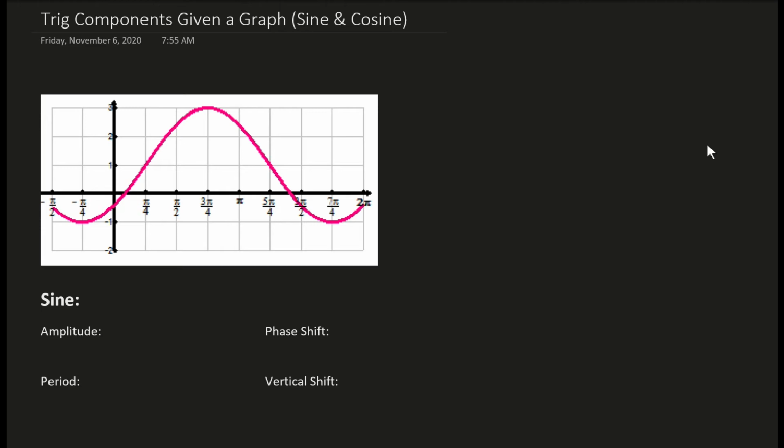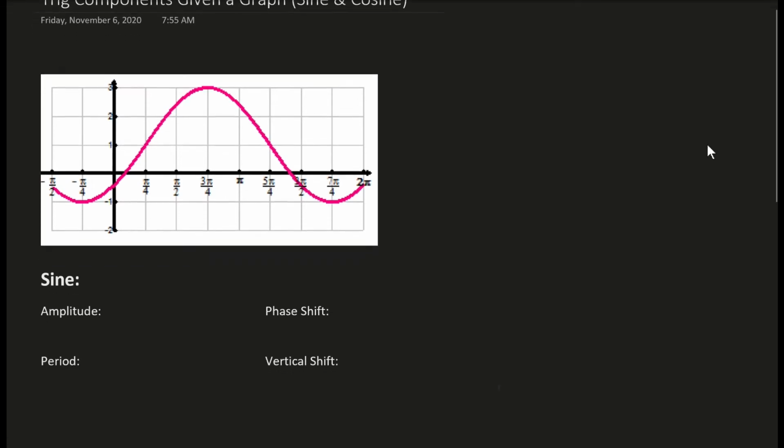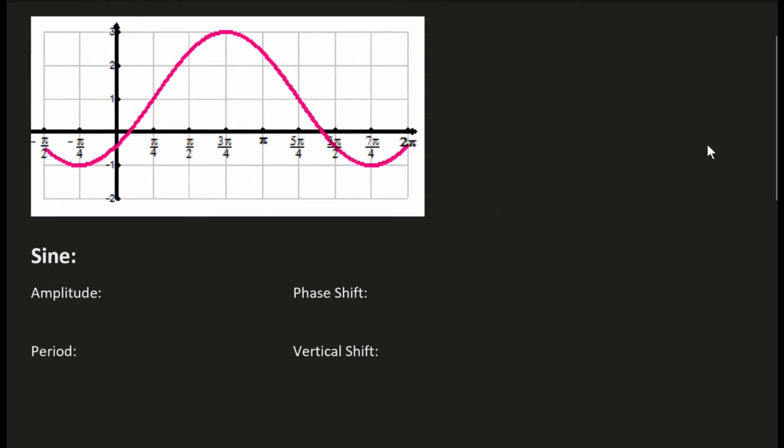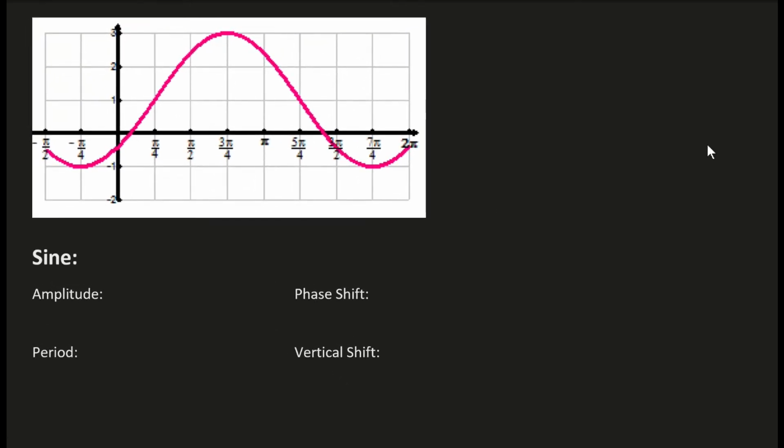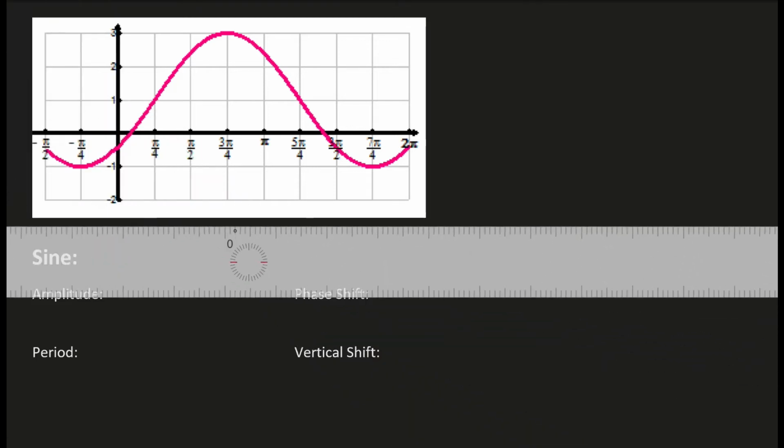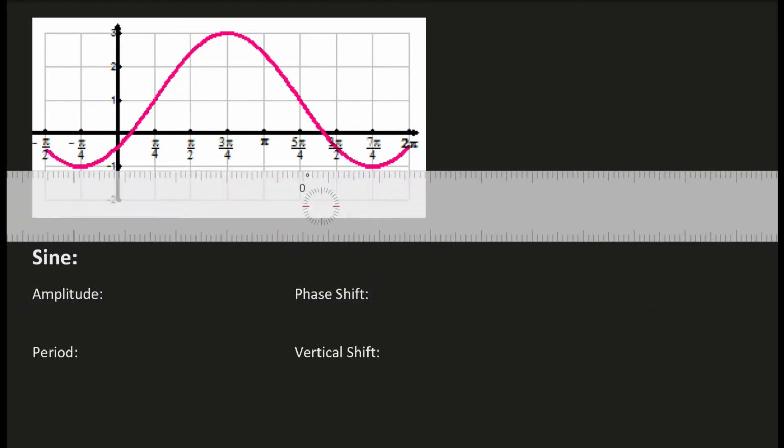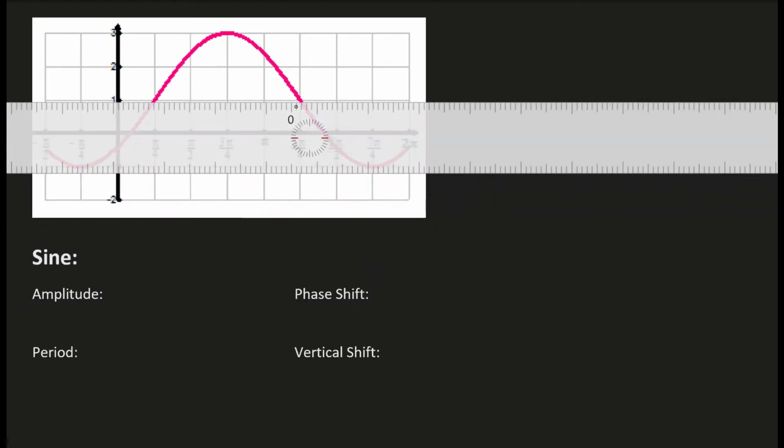In this video, we're going to identify the trig components of a graph, assuming it's a sine or a cosine function. So to begin with, we're going to assume that this is a sine graph. One of the first things we like to do is to identify the midline. The midline is going to be the line that cuts this graph in half. So I'll come up here, and that appears to be at 1.